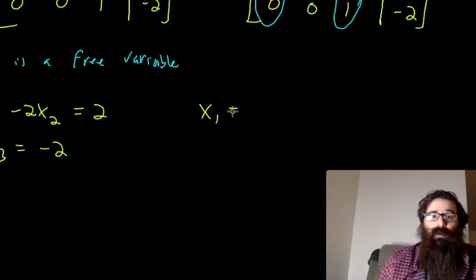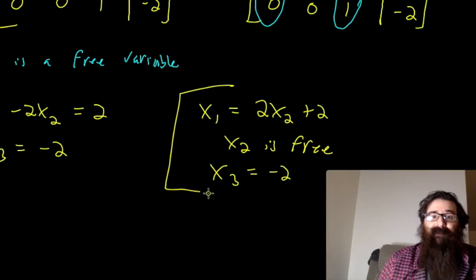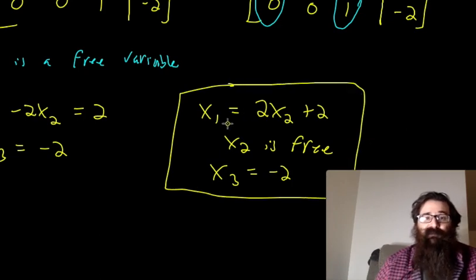I could say x sub 1 is equal to 2x sub 2 plus 2. I'm just adding that term over. And then x sub 3 is equal to negative 2. If I want to mention what's happening with x2, I should do that in between x1 and x3. I would say x2 is free, or is a free variable. And this gives me my complete description of my solution.